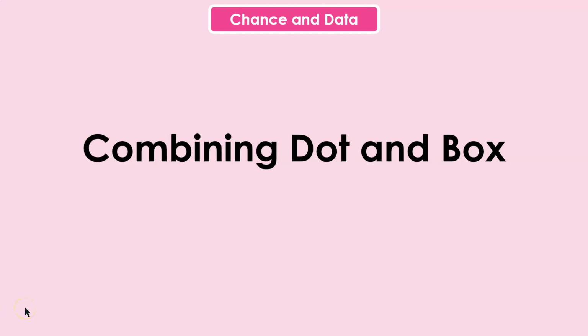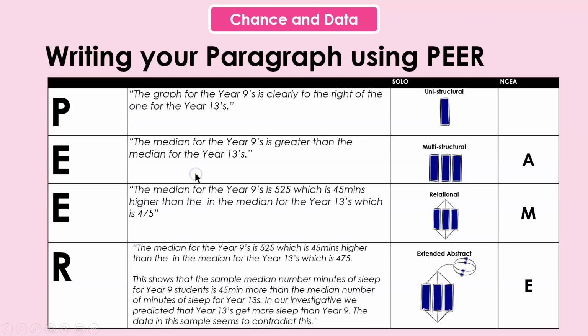Right, today's lesson is looking at combining dot and box plots. There's a little bit of theory to put behind this: having a dot plot and a box plot is the main piece of analysis of a lot of the work we do with statistics. Part of your writing includes using the PEER paragraph writing framework, which you'll be familiar with from English.